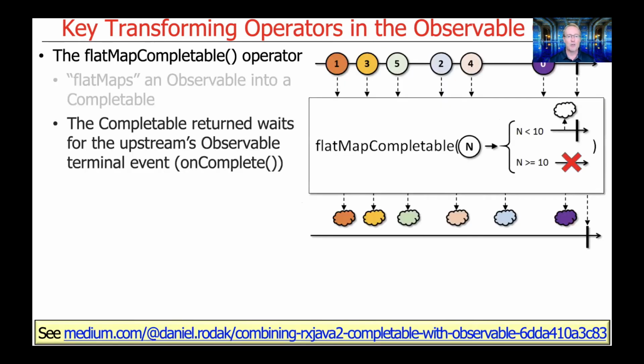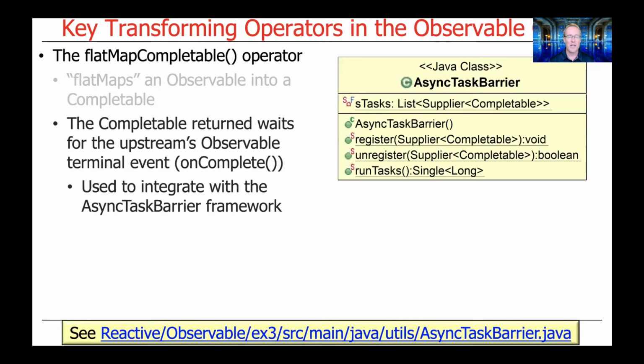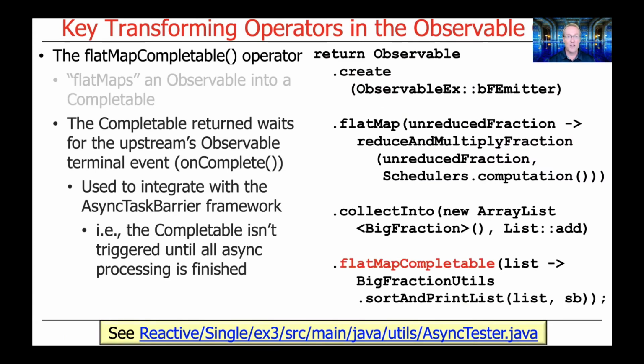The completable return values wait for the upstream observable's terminal event, basically waiting for onComplete to finish. We typically use the flatMapCompletable operator in conjunction with the async task barrier because it's a way to indicate that an operation is done running asynchronously, or more specifically, a chain of operations on an observable stream have finished processing. Therefore, the completable won't be triggered until all the asynchronous processing is done.